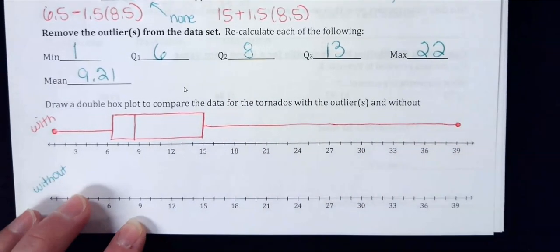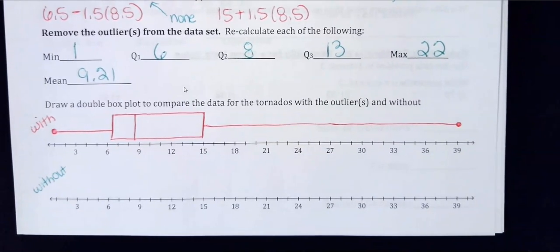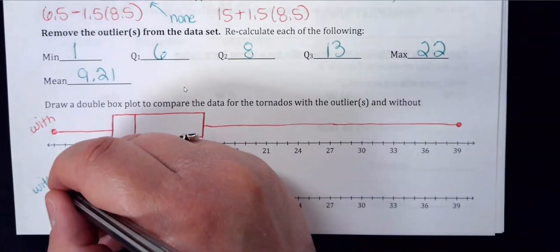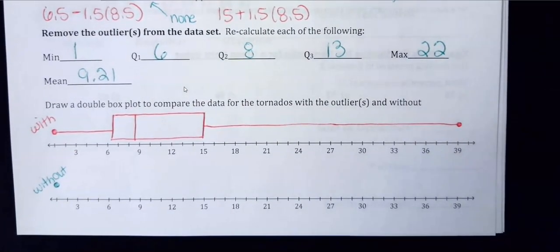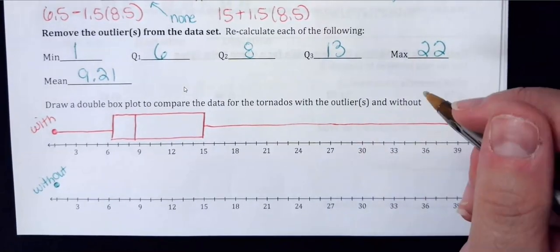So all that data is spread across that entire number line if I include the outliers. Now, if we remove the outliers, I'm going to use the data that you guys can see up on the screen that we recalculated there. So my minimum is still 1. But my quartiles and my maximum are all going to shift just a little bit.